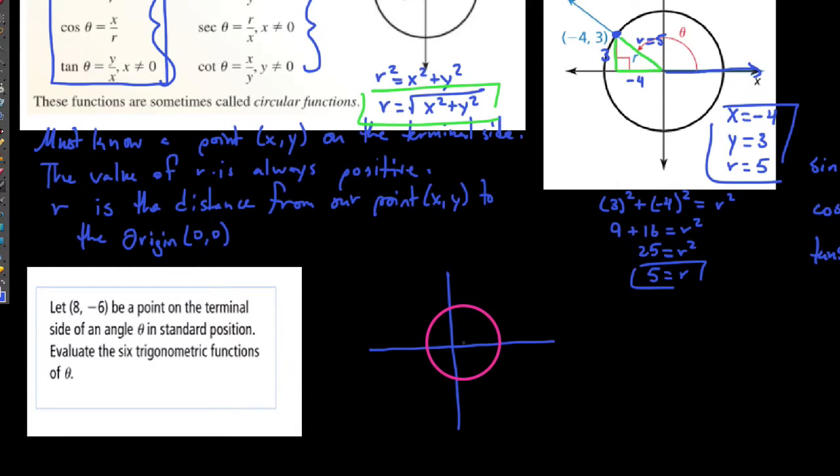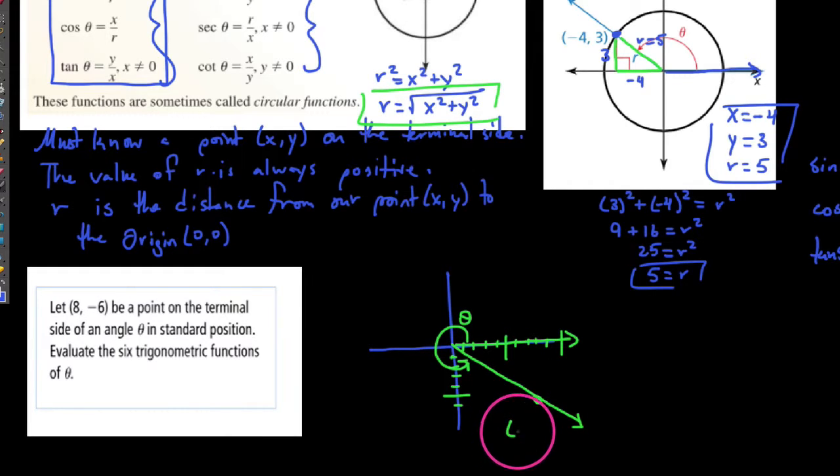We would have positive 8, so we have 1, 2, 3, 4, 5, 6, 7, 8, 9, 10. So here's 8, and then we'll go 6 down. So we have 1, 2, 3, 4, negative 5. I'll just go negative 6 here. So we have this point, and what we're going to say is that our terminal side of our angle goes through this point right here. So here's our angle in standard position, and we're going to refer to this angle as theta.